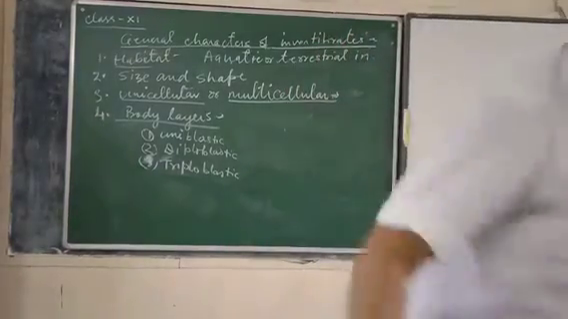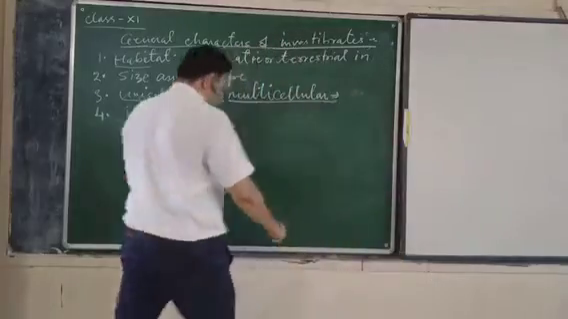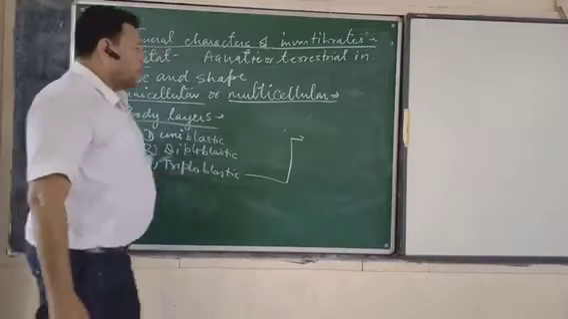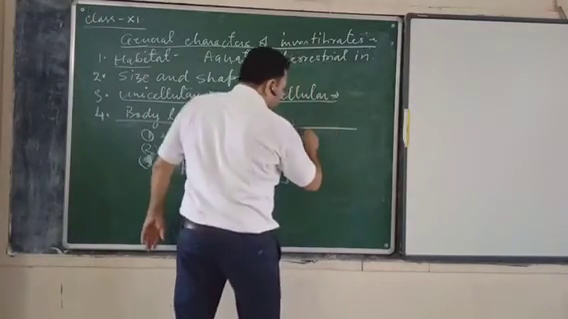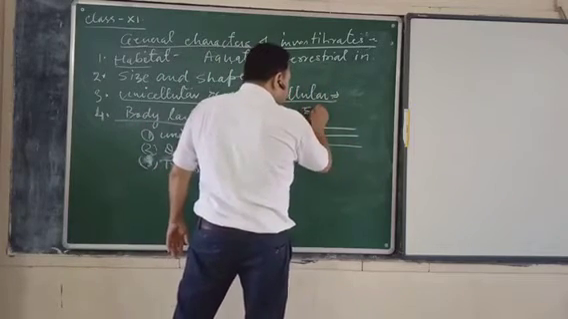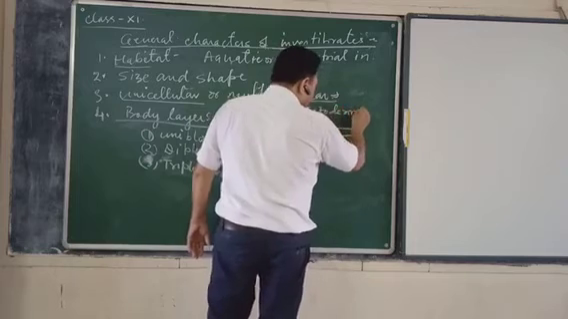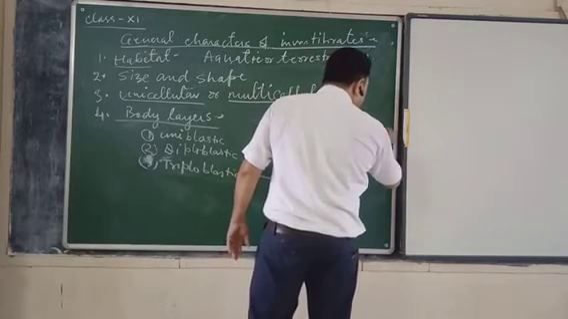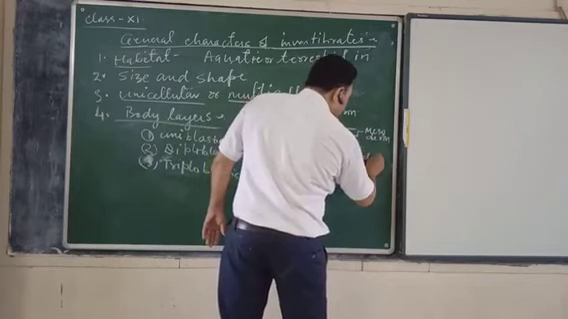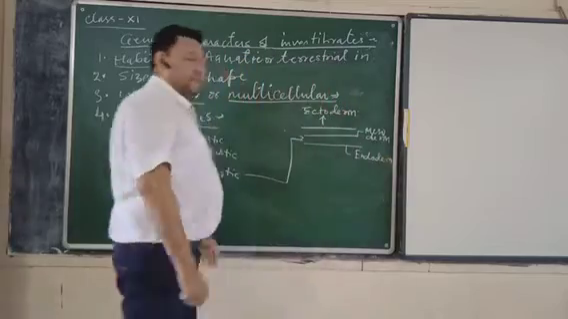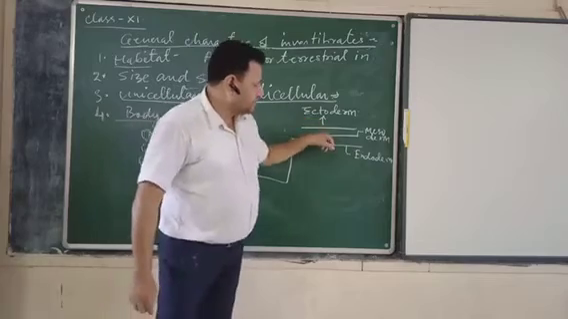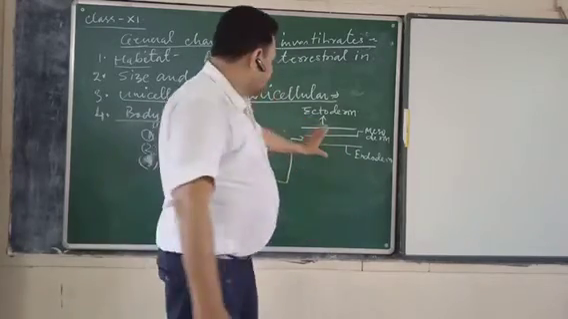Further discussion on triploblastic. Here the body will be covered with 3 layers: 1, 2, 3. The upper one will be called ectoderm, the middle will be called mesoderm, and this is called endoderm. There will be 3 layers and their names are ecto, meso, and endo, according to their position.